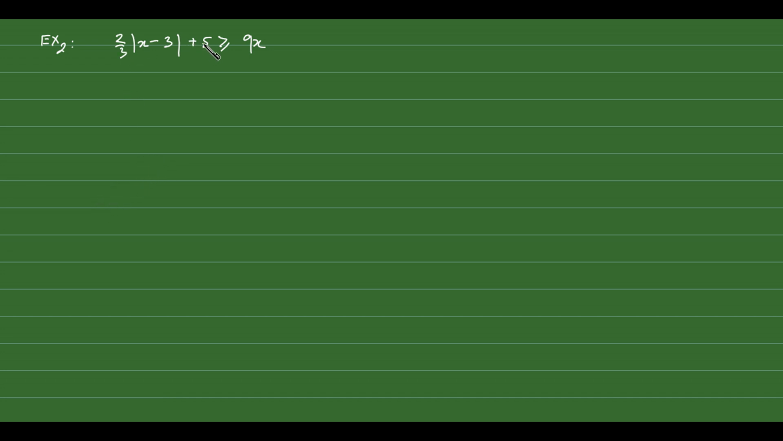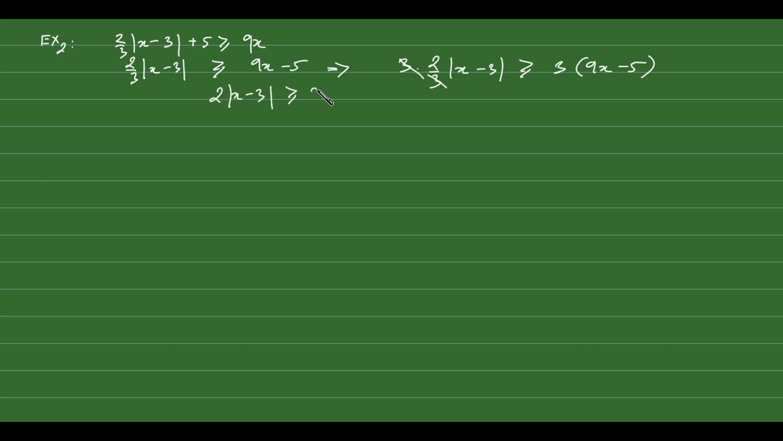Okay, again we need to get rid of 5, we need to get rid of 2/3. So I'm going to keep the absolute for the time being, subtract both sides by 5, so I have 9x minus 5. Then I'm going to multiply both sides by 3, across this. So I will have 2 times absolute of x minus 3 greater than 27x minus 15. Now again, I can put 2 inside the absolute value, so it becomes absolute of 2x minus 6 greater than 27x minus 15.